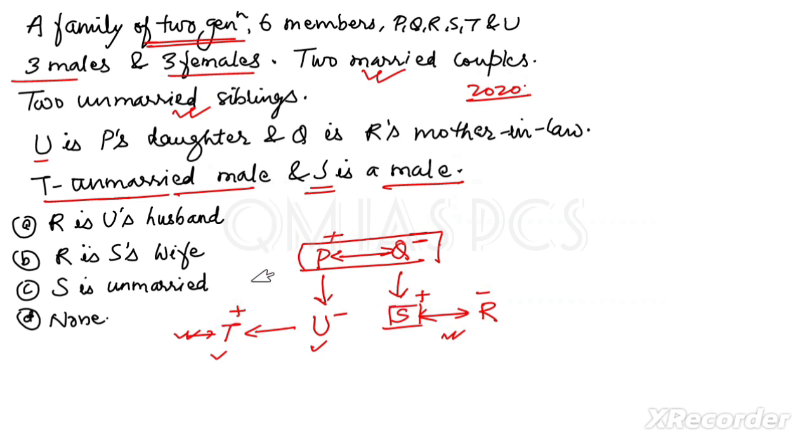Now based on this, we know R is U's husband. No, R is S's wife. R is S's wife, that's right. So the second option is correct. Okay, S is unmarried, that's right. Sorry, that's wrong. And you got the answer. Is it clear? Is there any doubt? Okay, so let's move to the next question.